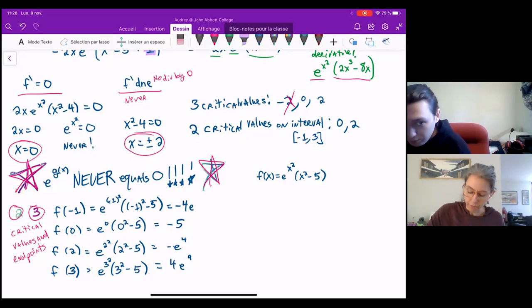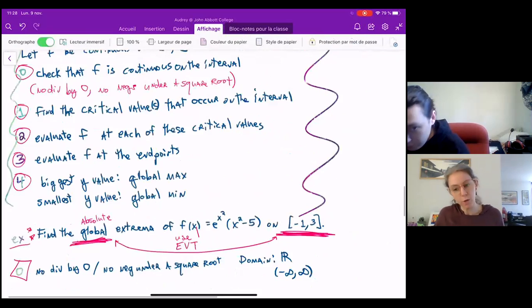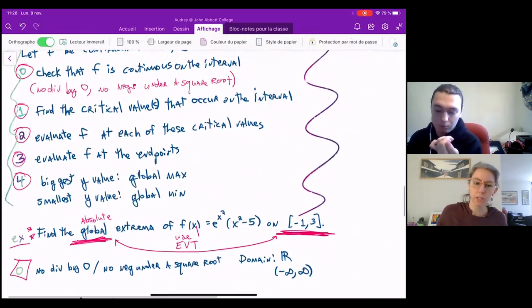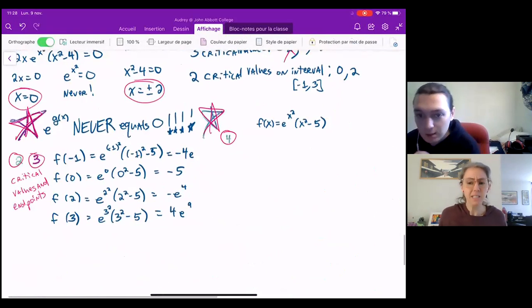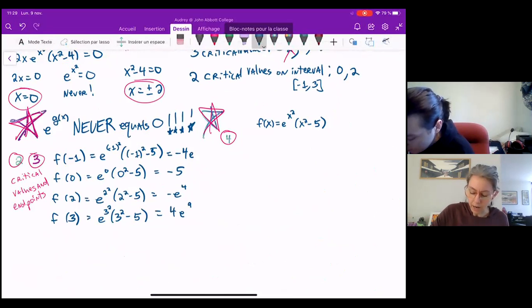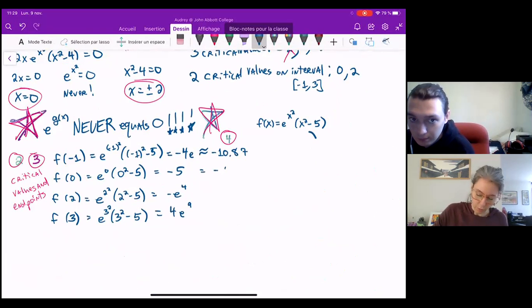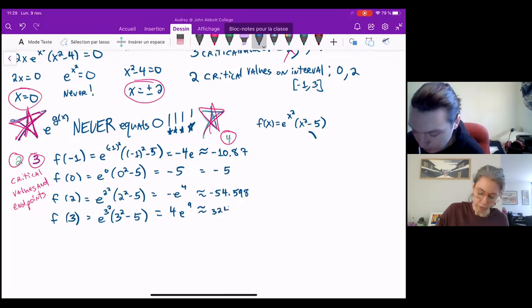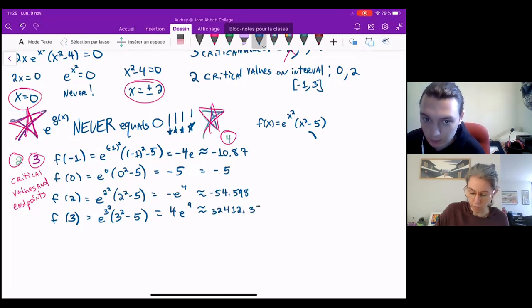And now my step 4 is to find the biggest and the smallest of these values. So step 4 said, biggest y value is the global max, smallest y value is the global min. Because these are in terms of e, it's a little bit hard to compare them. So this is the time where I can use approximately equal to and actually think about decimals. So this is like negative 10.87. That equals negative 5. This is negative 54.598, and this is approximately 32,412.33.